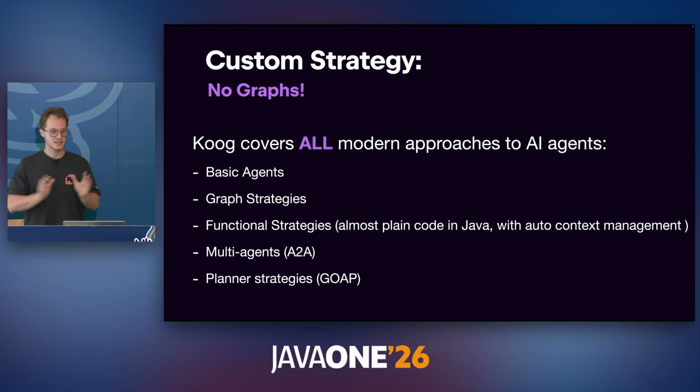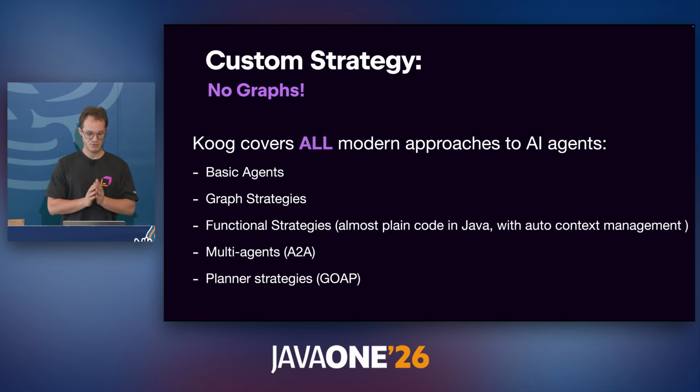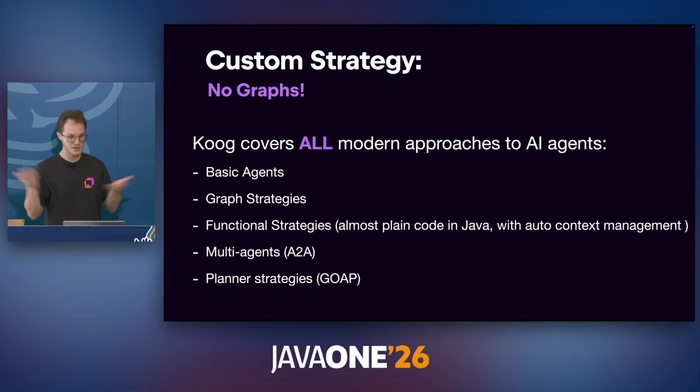But again, it's not just about graphs. In Koog, we cover all modern approaches to building AI agents. Of course, you can always start with basic agent, the simple one, without any strategy. Then you can either use graph strategy or functional strategy, like you just implement a Java method, almost in plain Java code, still with access to most Koog features, but with some caveats. Then you can also build multi-agentic systems, or you can build planning agent using goal-oriented action planner. I will show it to you. So we are not focusing on just one approach because we realized when building something, there is no silver bullet in AI. There are different approaches that are perfect for different scenarios. And you have to be able to like switch between them.